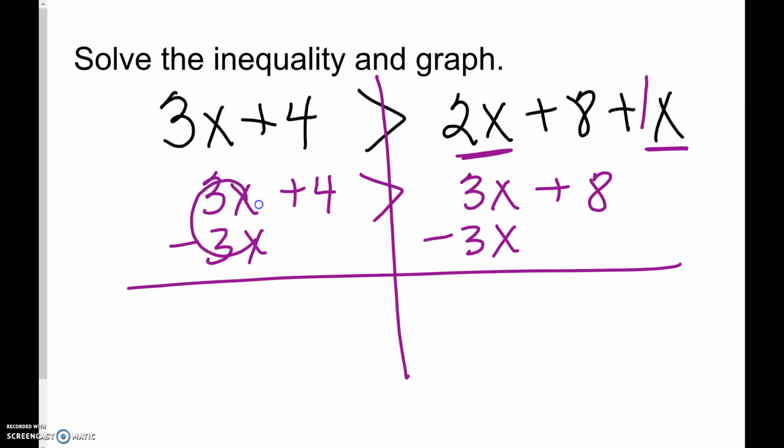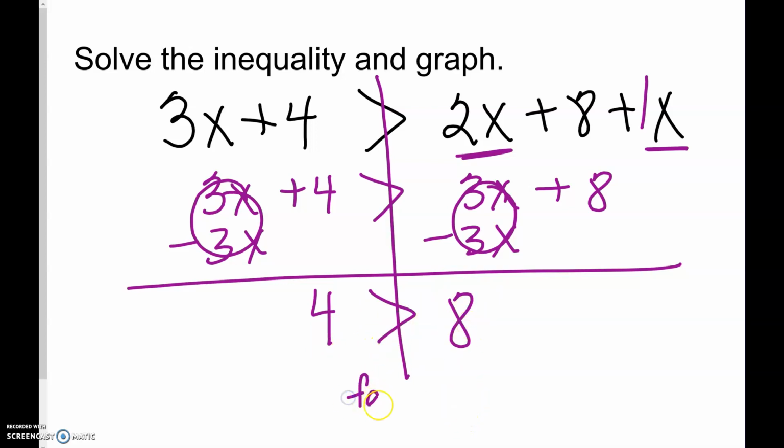3x minus 3x, those cancel out. So I have 4. All I did was subtract, so I'm going to leave my symbol the same. And 3x minus 3x cancels out, and I have 8. Is 4 bigger than 8? Is 4 greater than 8?